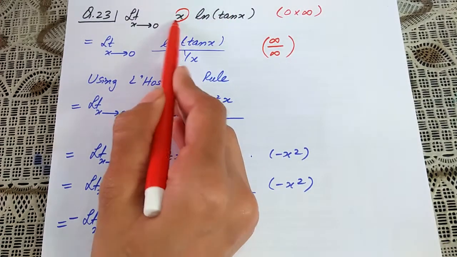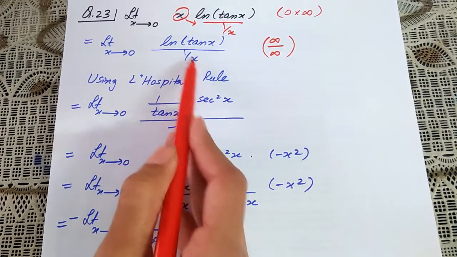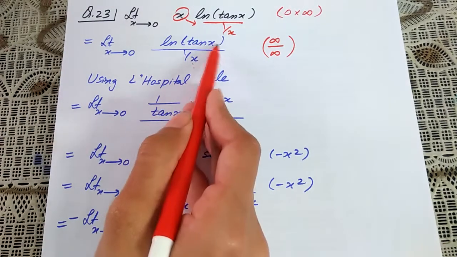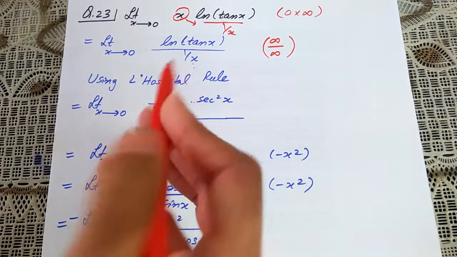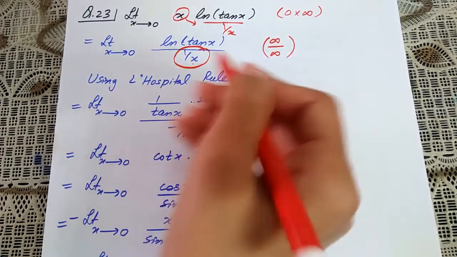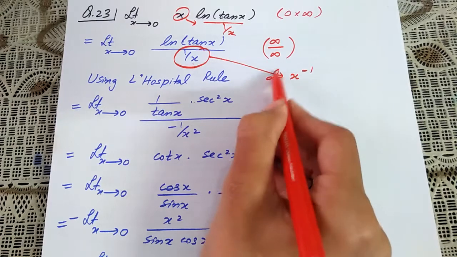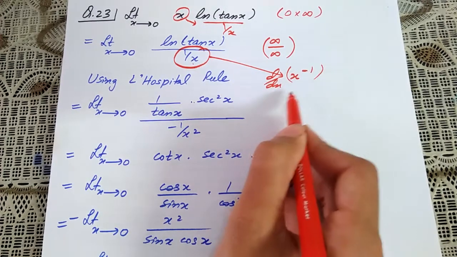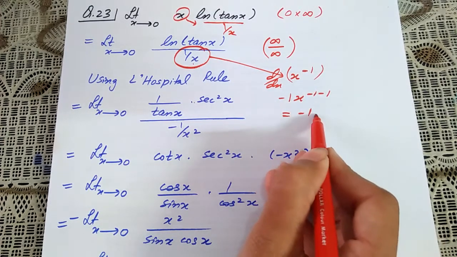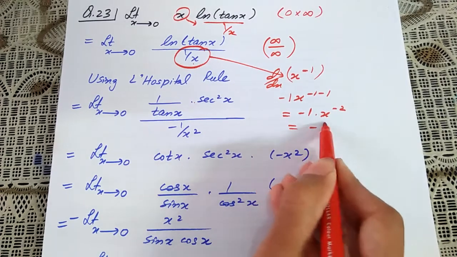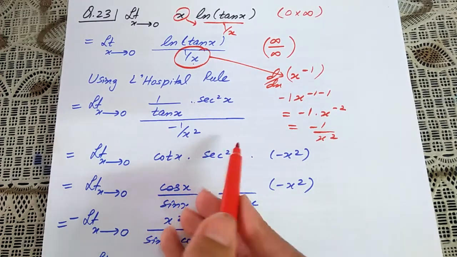Ln tangent x. This x can be moved down as 1 over x. So we got ln tangent x divided by 1 over x. Use the L'Hopital rule. Ln tangent x will give us 1 over tangent x, and the derivative of tangent x is secant square of x. Now we have to take the derivative of 1 over x. We know very well this 1 over x can be written as x raised to power minus 1. So when we take its derivative, x to the power minus 1, power down, power minus 1, we will get minus 1 times x raised to power minus 2, that is minus 1 over x square. So here its derivative will become minus 1 over x square.